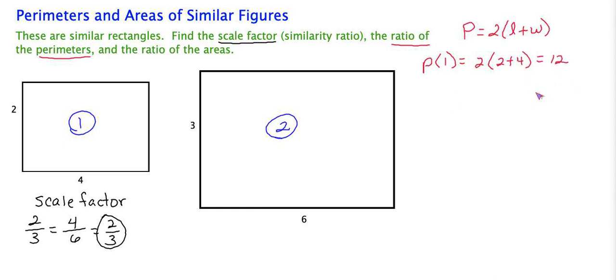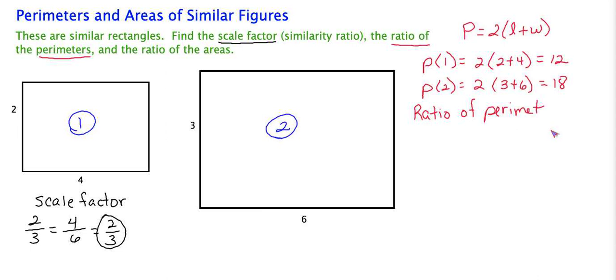Now, what about the perimeter of the second one? It is 2 times 3 plus 6. Now, we could just say it's 3 plus 6 plus 3 plus 6. It's all the same thing. So that's going to be 18. So what is my ratio of the perimeters? Well, it is 12 to 18. Oh, wait a minute. That'll simplify. 6 goes into 12 2 times. 6 goes into 18 3 times.